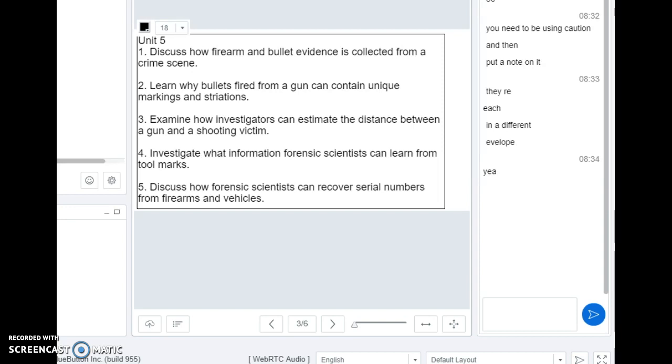All right, so let's move on to Objective 3 then. Examine how investigators can estimate the distance between a gun and a shooting victim. What takes place here? Two parts that we have to look at. One being the gunpowder residue and one being the shot pattern.